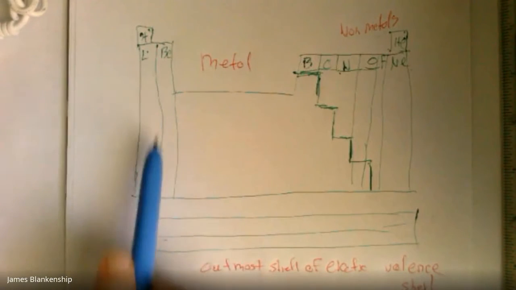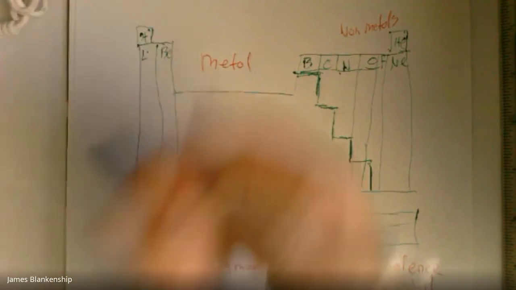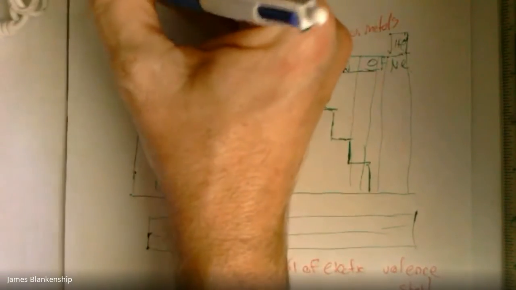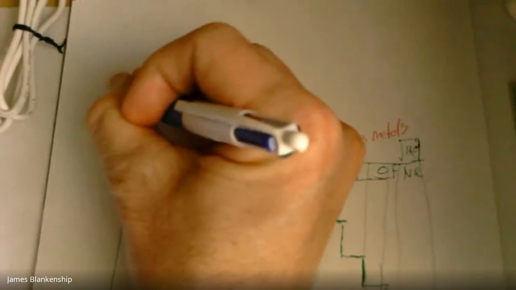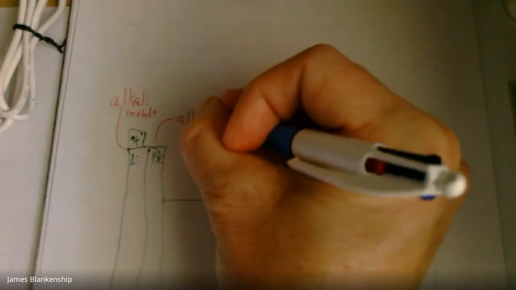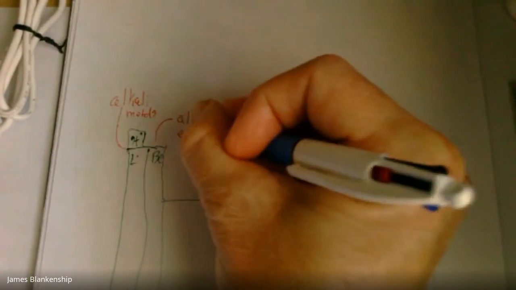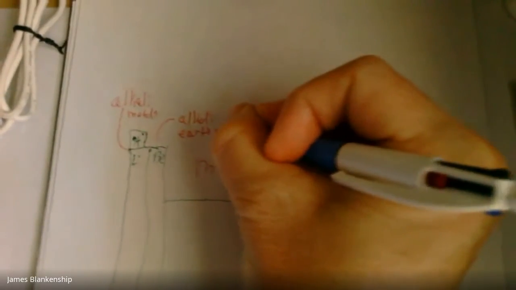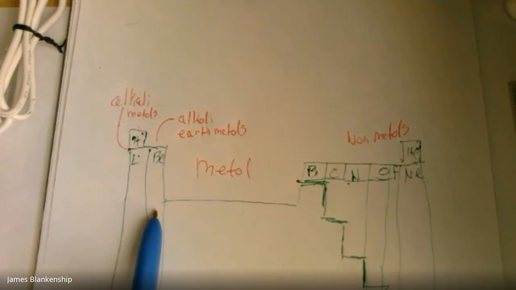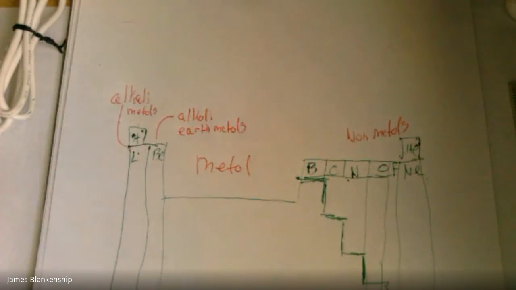So there are a couple of columns that have very specific names in here. This first column, with the exception of hydrogen, everyone in that first column is called alkali metals. The second column also has a special name. Those are called the alkaline earth metals. That would be beryllium, magnesium, calcium, strontium, barium, and so on down.